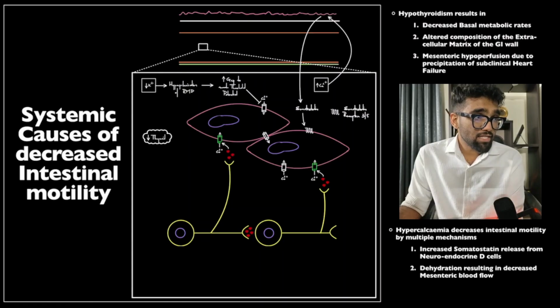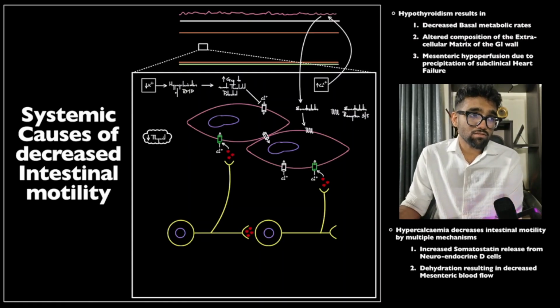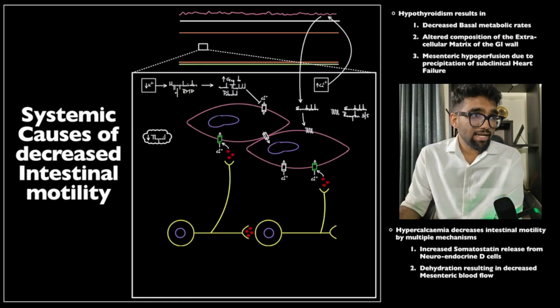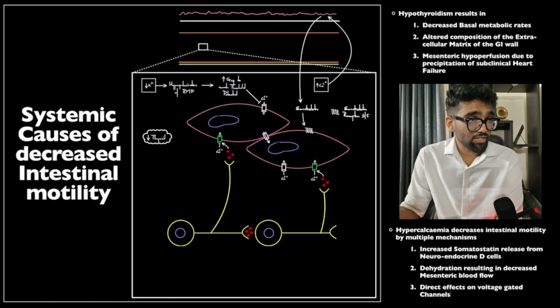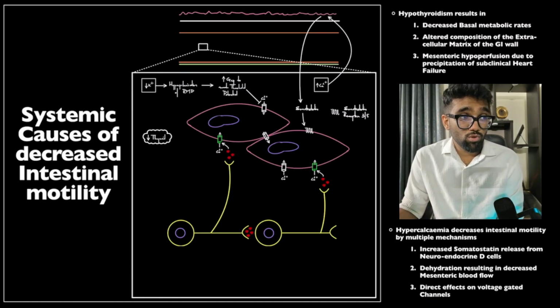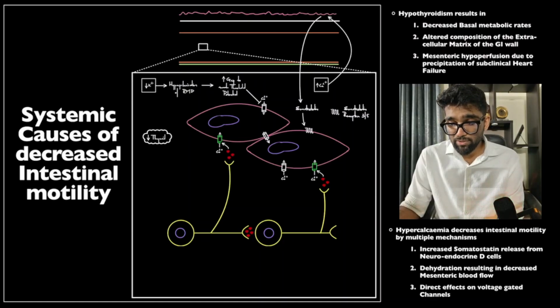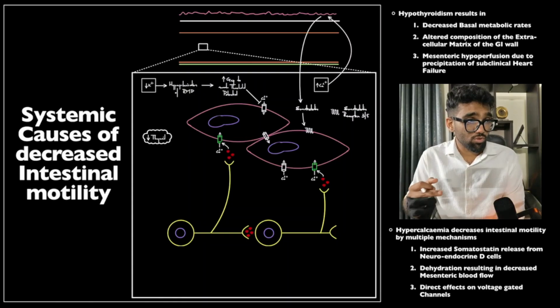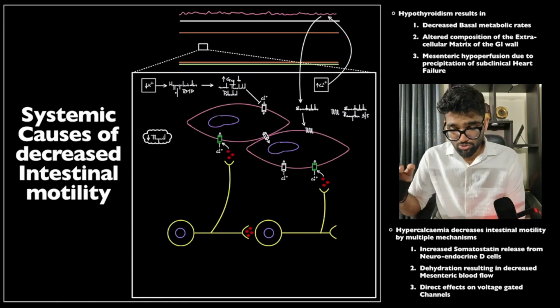Secondarily, hypercalcemia also causes dehydration because calcium is lost in urine. It takes water along with it, and that would indirectly decrease mesenteric blood flow. Thirdly, there are direct effects of hypercalcemia on voltage gated sodium channels, which we'll get to in detail in cardiology, but those indirectly result in a decreased temporal summation of the currents through these voltage gated sodium channels, and that causes a decreased tone.